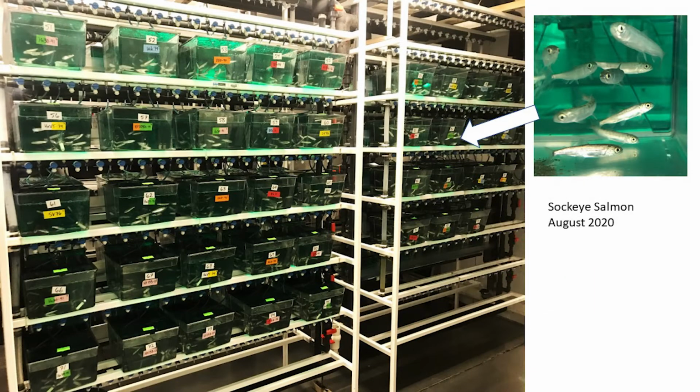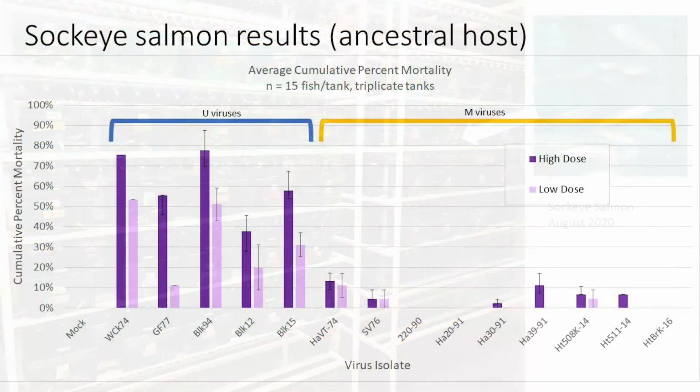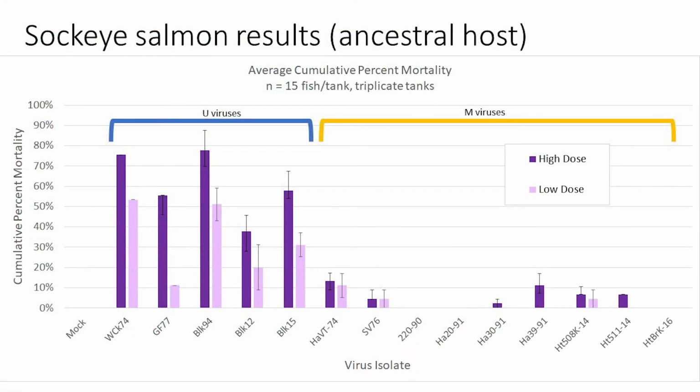So once we exposed our fish to virus, we maintained them for at least 4 weeks or until we saw a mortality plateau. We typically see that mortality plateau in the first couple weeks. This is what it looked like. We had a bunch of tanks of fish, very colorful, organized. And these are the results from the ancestral host. So I'm just going to show you cumulative percent mortality today. So how many fish died over the course of the experiment.